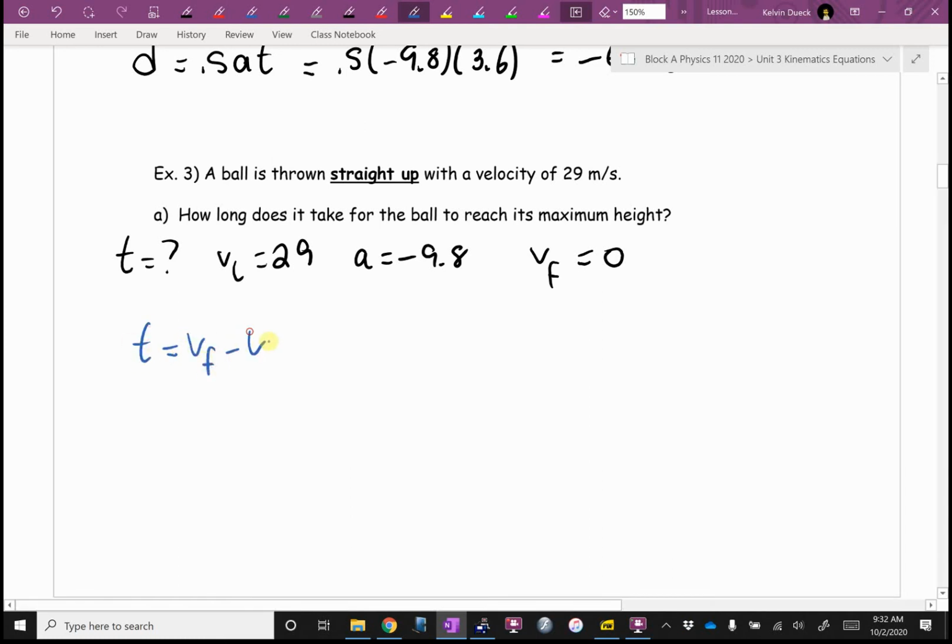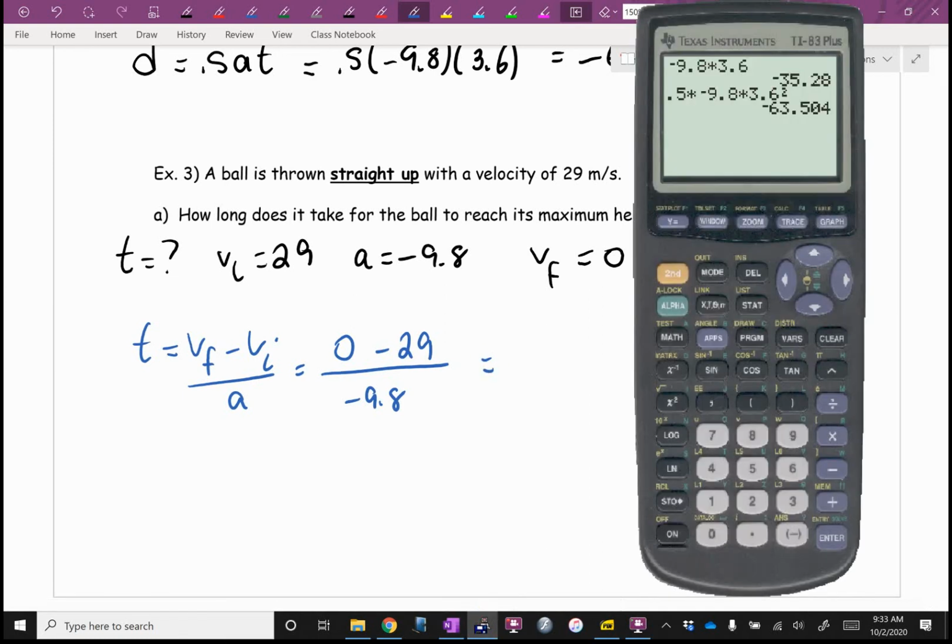Yep. 0 minus 29 all over negative 9.8. Now we're finding time. We have to get a positive answer. I was a little worried at first when I wrote 0 minus 29 because that's negative, but then I went, wait a minute, it's going to be a negative divided by a negative. Time is positive, so I think I've got this set up right. Do you get 2.96 seconds?